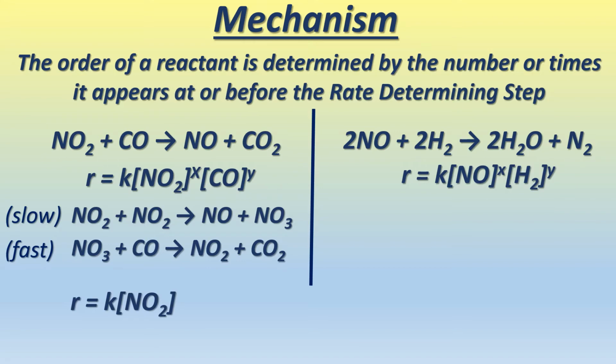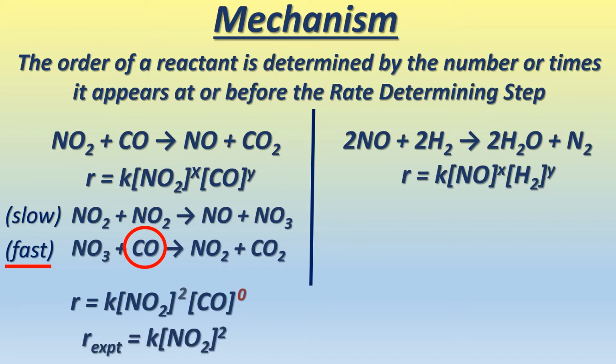It can be seen that the NO2 shows up twice in the slow step. Therefore, the order is second with respect to NO2. However, the other reactant, carbon monoxide, only shows up in the fast step. Therefore, the reaction is zero order. So the experimental rate is second order with NO2, zero order with CO, explaining why you still need the carbon monoxide. However, it's not in the rate law because the reaction is already essentially controlled by the rate determining step by the time the carbon monoxide shows up.